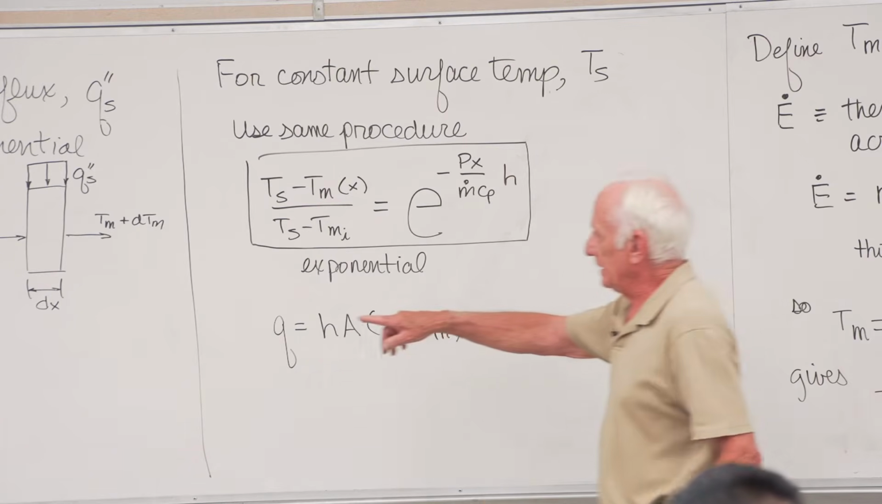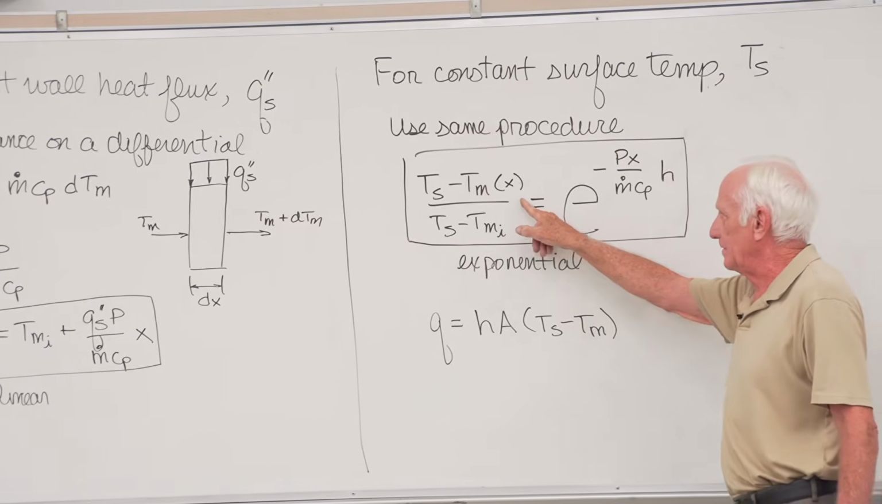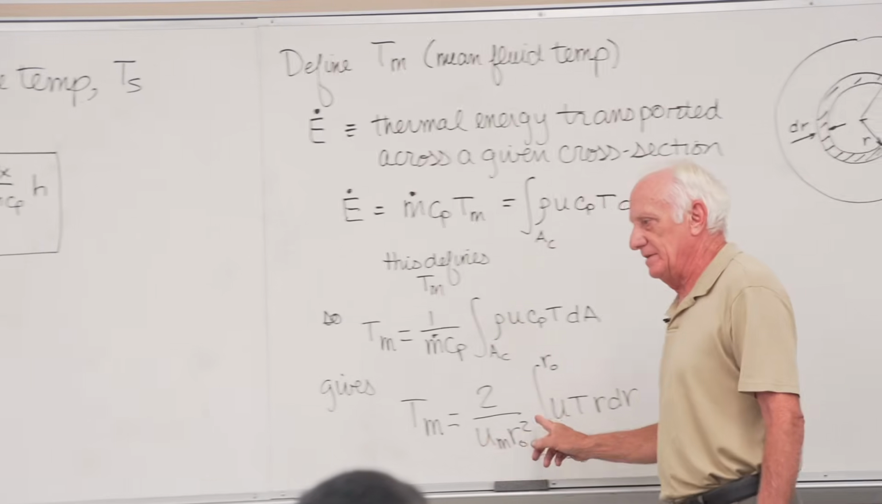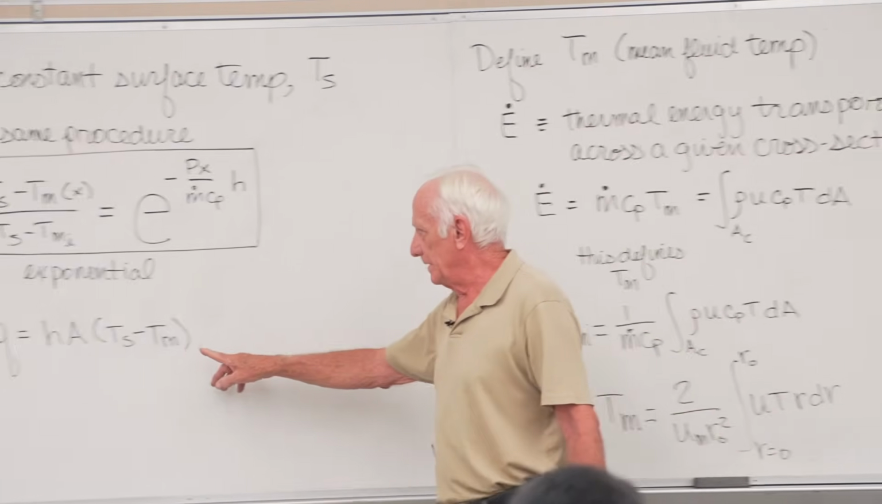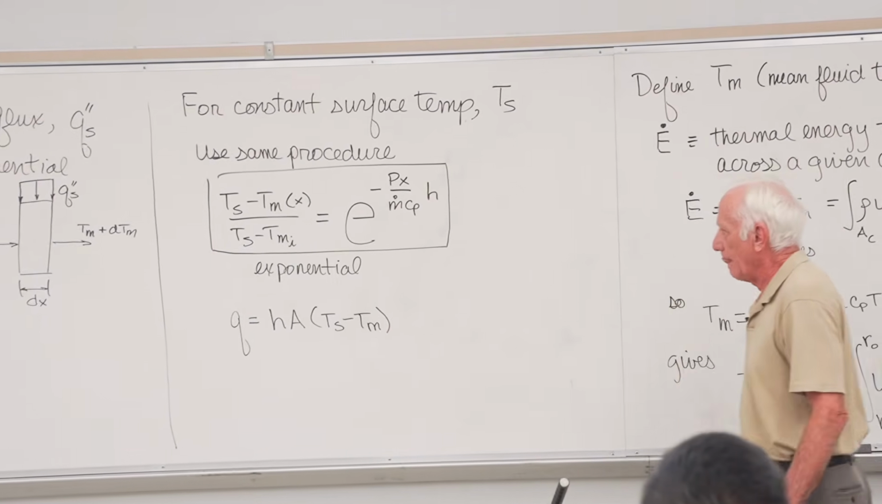This is how Tm varies with X. This is a mathematical definition of Tm. Newton's law of cooling. This now becomes T mean at any X location. Okay.